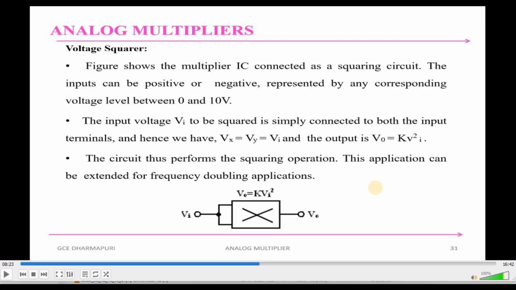Here this diagram shows the multiplier IC connected as a squaring circuit. The input can be either positive or negative, and you will get the corresponding voltage between 0 to 10 volt. VA is my input voltage which is applied to both the input terminals. Since Vx and Vy are equal to Va, I will get V naught is equal to K into Va square. This circuit will perform the squaring operation, and this application can also be extended to frequency doubling. So, let us discuss that also.